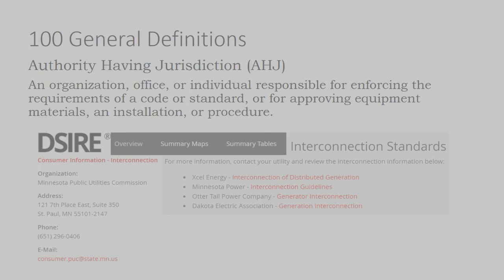And so, where do you go and find what your local jurisdiction is? Well, the Desire website is a good starting point. You can go and look at the interconnection standards in your area, and usually that will lead you to contact information on who to follow up with to determine who the utility is in your area and what the interconnection requirements are.